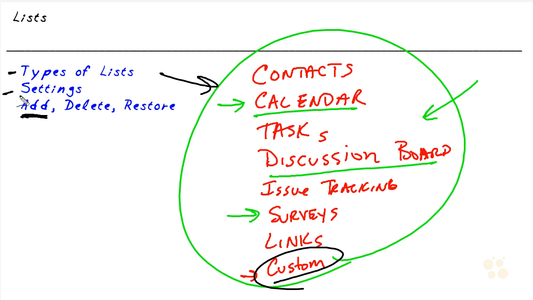Very much like document libraries, if we go to a list, we go to settings, we can do things such as change the name, add a link to the quick launch area, we could delete the list, and so forth. And if we do delete a list, very similar to a document library, if we want to restore it, we go to the recycle bin and we can restore it from the recycle bin.